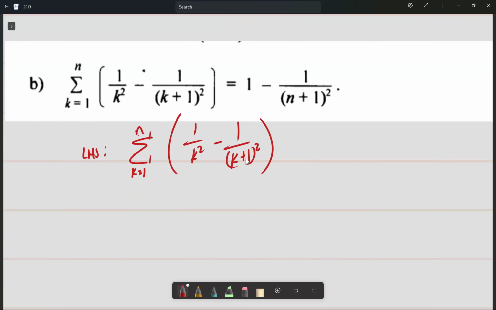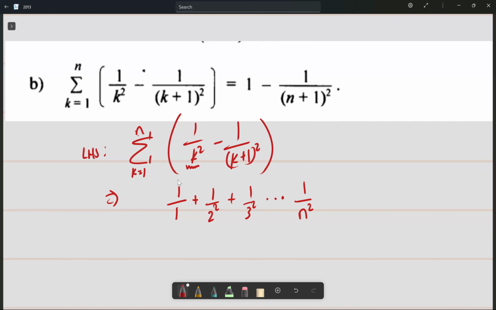In this case, we're going to have the telescope. Imagine if we're supposed to add all these things by hand. It'd be 1 over 1 plus 1 over 2 squared plus 1 over 3 squared, going on up to 1 over n squared. Okay, so that's the first part.